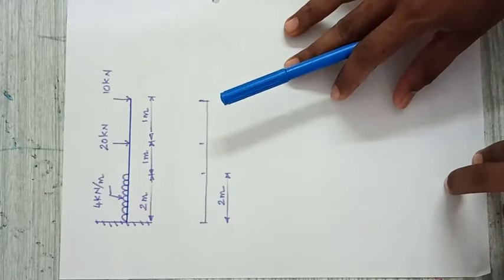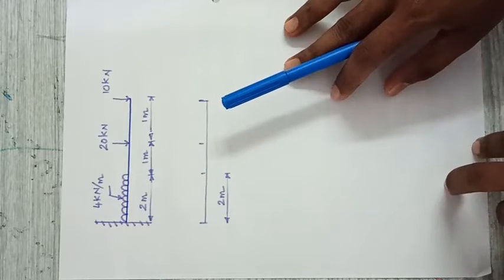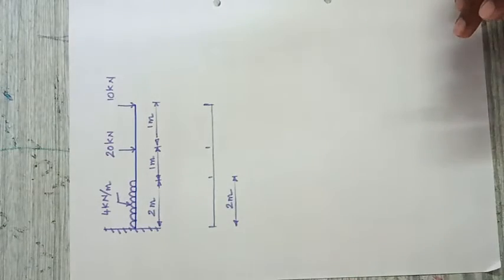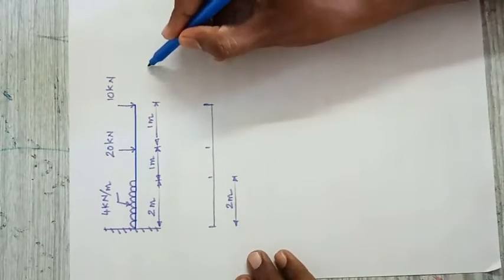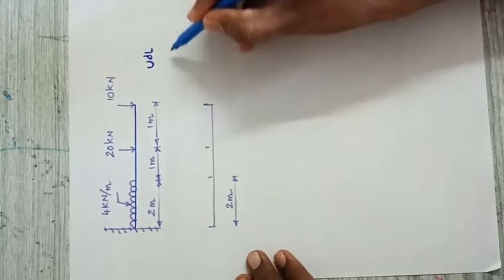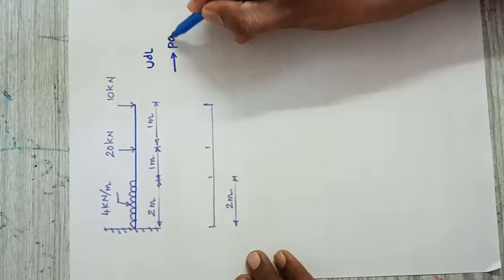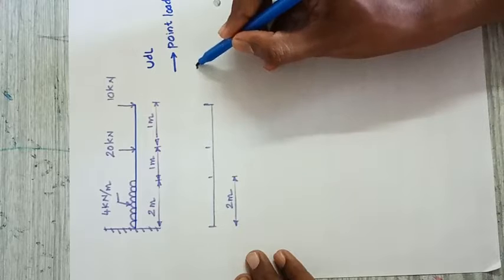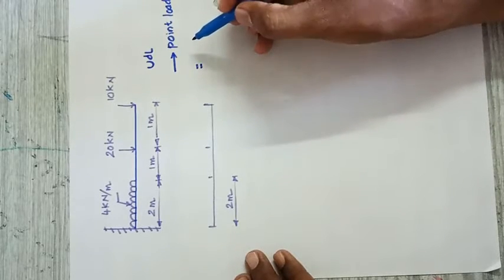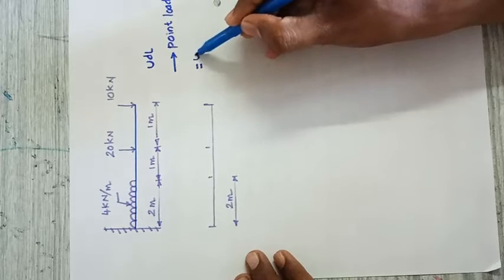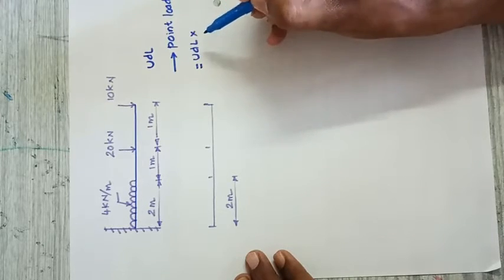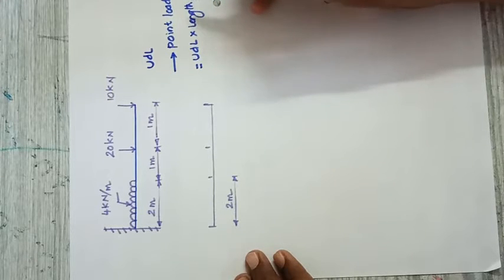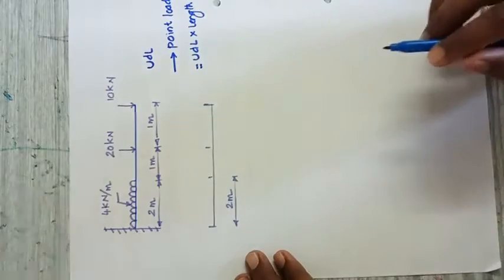and it is a rate of loading here. First, we need to convert this UDL into a point load. So how to convert this UDL into a point load? The magnitude of the point load is equal to the UDL multiplied by the length of the span on which the UDL is acting.